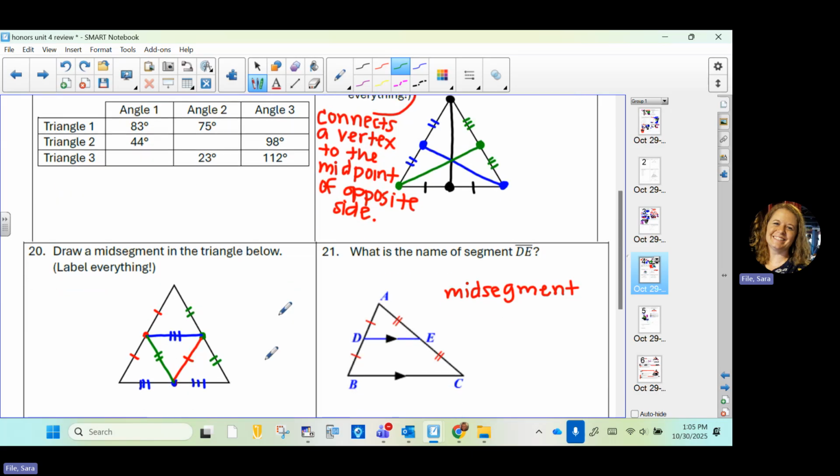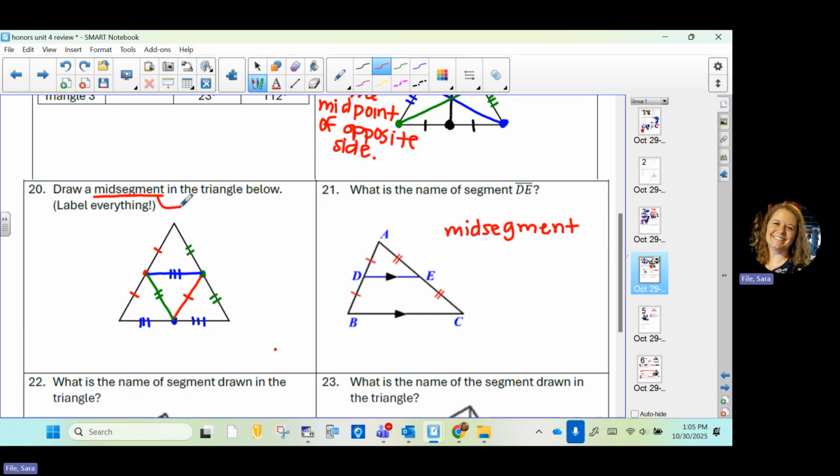Okay, and then 20, I'll come back to you, Cadence. Yes, for 19 and 20. In 20, it was very similar, but this one was asking you to draw a mid-segment. So you need to remember that a mid-segment connects midpoint to midpoint.